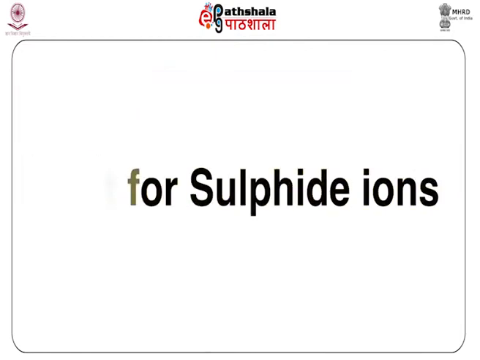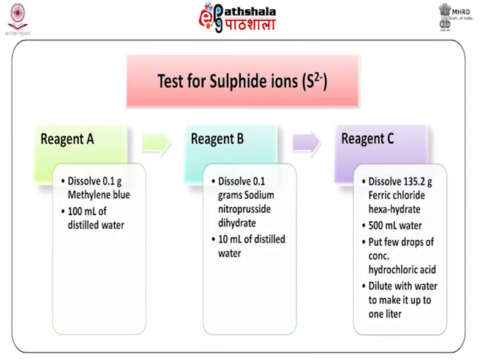Test for sulfide ions. Reagent A is prepared by dissolving 0.1 grams of methylene blue in 100 milliliters of distilled water. Reagent B is prepared by dissolving 0.1 grams of sodium nitroprusside dihydrate in 10 milliliters of distilled water. Use freshly prepared solution before carrying out the test.